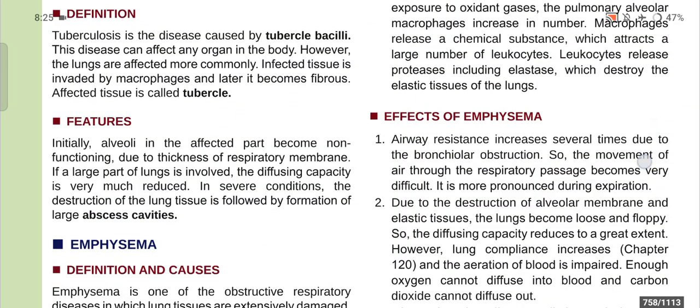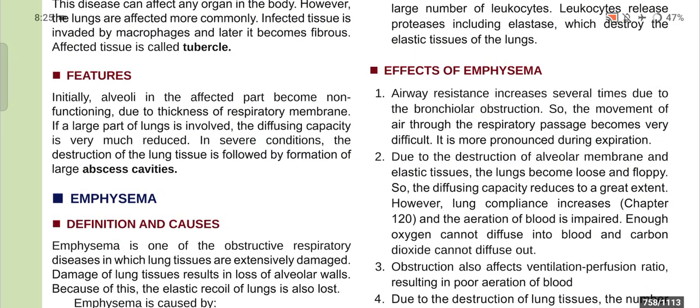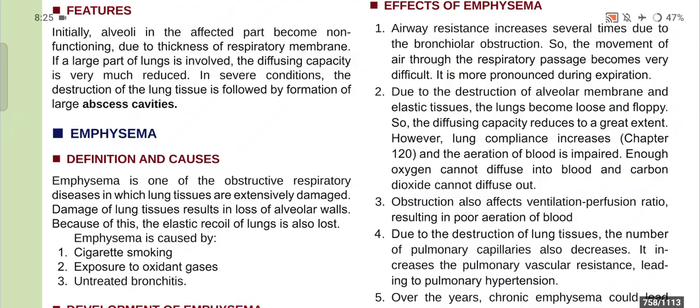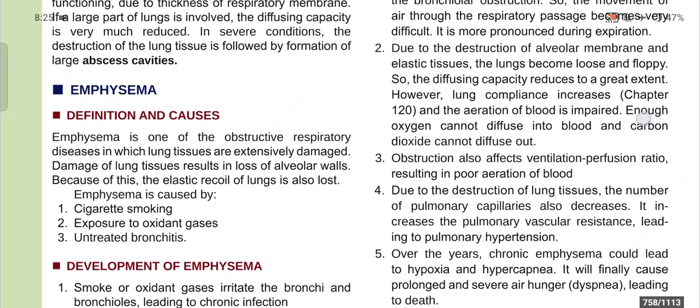Now, what are the effects of emphysema? Airway resistance increases several times due to the bronchial obstruction. So the movement of air through the respiratory passages becomes very difficult, and it is more pronounced during expiration. Number two, due to the destruction of alveolar membrane and elastic tissues, the lung becomes loose and floppy. So the diffusing capacity reduces to a greater extent. However, the lung compliance increases and the aeration of the blood is impaired. Enough oxygen cannot diffuse into blood and carbon dioxide cannot diffuse out.